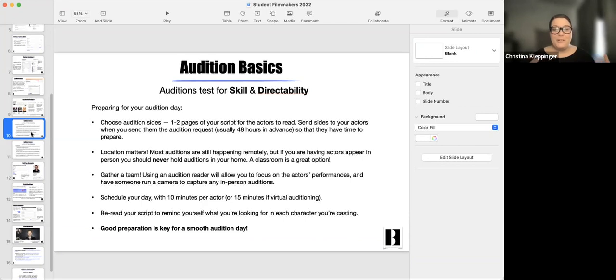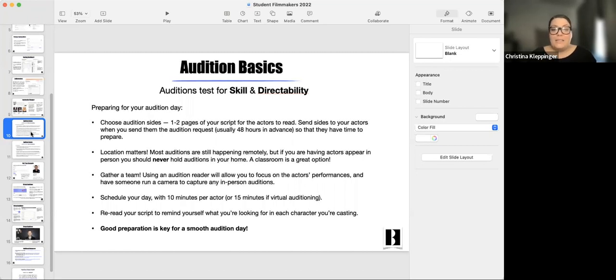Sometimes student filmmakers are tempted to have their entire production team, but really what you need in this room is yourself, someone reading, and maybe one other member of your production team, especially if you're a director working with a producer. Having that producer in the room can be really helpful, but that should kind of be it.